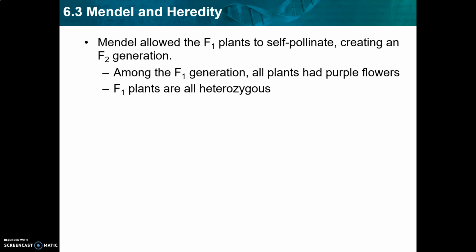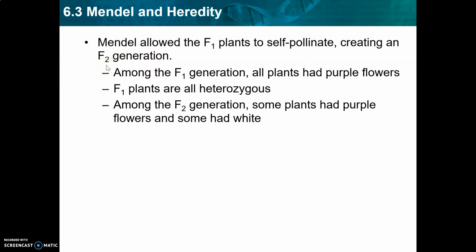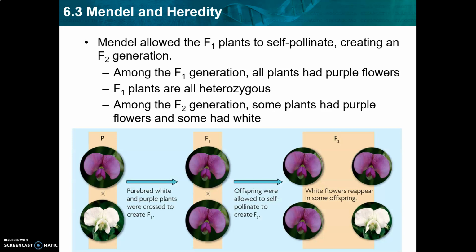But today we know those F1 plants were heterozygous, so we can already kind of think to ourselves that we might see a different color combination in that F2 generation compared to what we saw in F1. And that's exactly what Mendel noticed. He saw that in the F2 generation, some plants were purple and some were white.